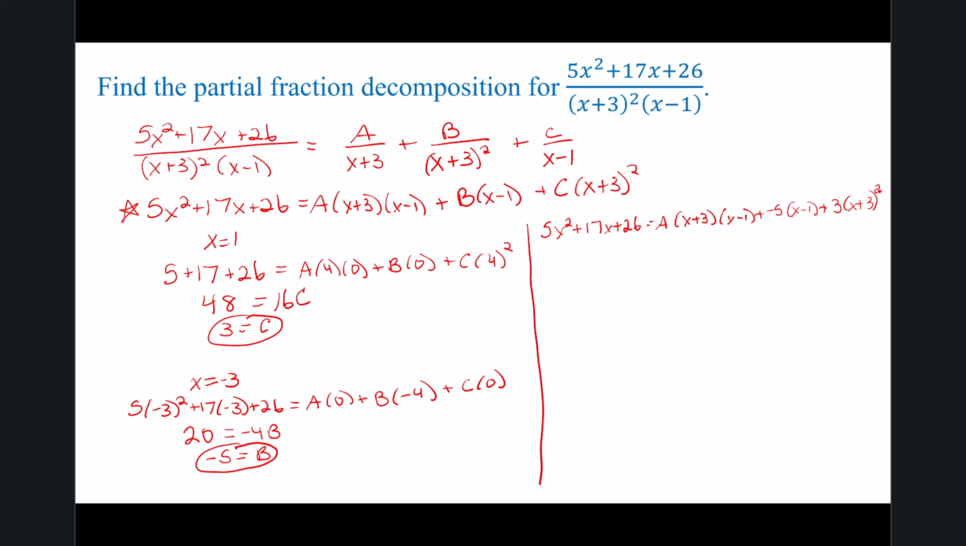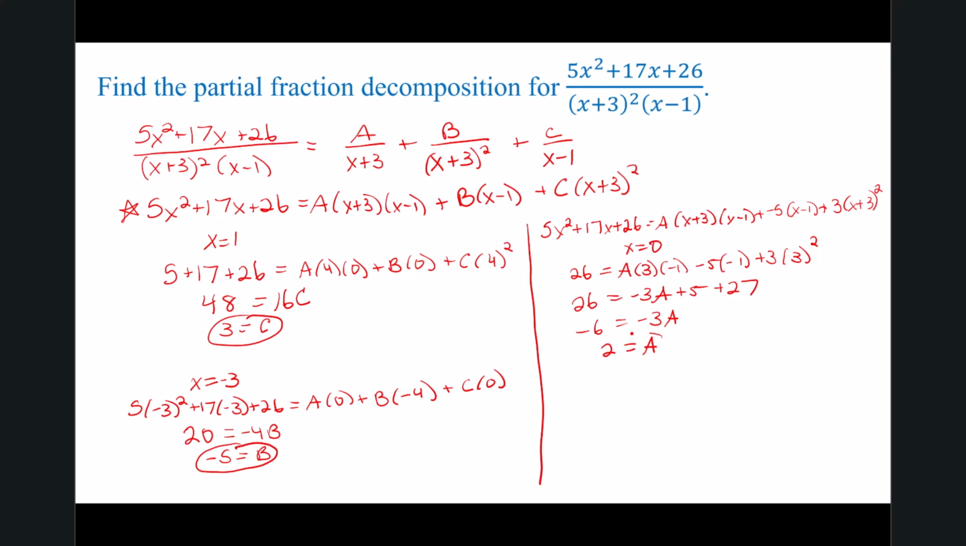I substituted those into that start equation, and now I'm just going to pick a different value for x. I want this to be true. I want the left side equal to the right side, no matter what x is. So I'm going to let x be 0. 0 is a really convenient number. So if I haven't used 0, I'm definitely going to use 0. Then on the left side, I have 0 plus 0 plus 26. On the right side, I have A times 3 times negative 1 minus 5 times negative 1 plus 3 times 3 squared. Simplifying, I have 26 equals negative 3A plus 5 plus 27. So negative 6 equals negative 3A, and A equals 2.